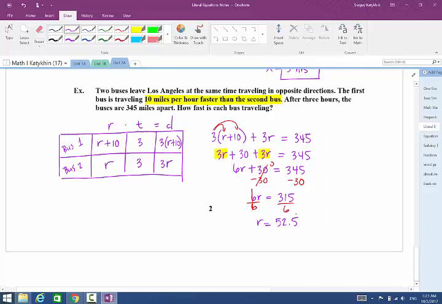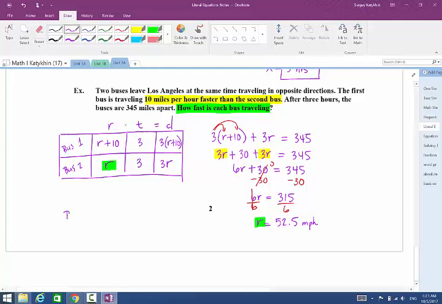So what does R represent? Well, R represents the rate, how fast something is going. So this would be 52.5 miles per hour. But look what the question asked. It says, how fast is each bus traveling? Well, the R that we found is actually the R, or the rate, for bus number 2.